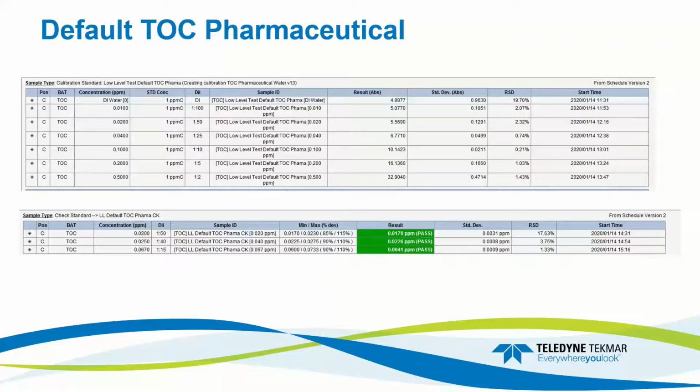But then we move to our 25 ppb sample and our 67 ppb sample. Our percent RSDs are all less than 5%, which is very good.